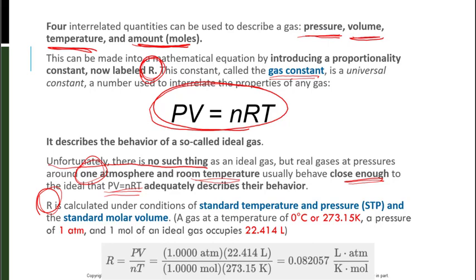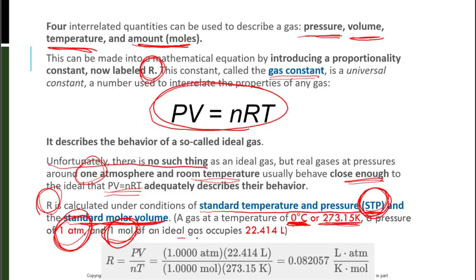Now R, this constant, is calculated under conditions of standard temperature and pressure. You'll see this written as STP, standard temperature and pressure, and at the standard molar volume. Now at standard temperature and pressure, we're at 0 degrees Celsius, or 273.15 Kelvin, a pressure of 1 atmosphere, and the standard molar volume of something tells us that 1 mole of any gas occupies 22.414 liters of that volume.